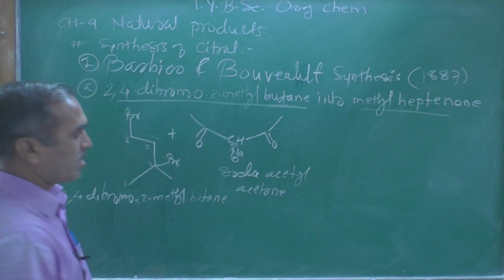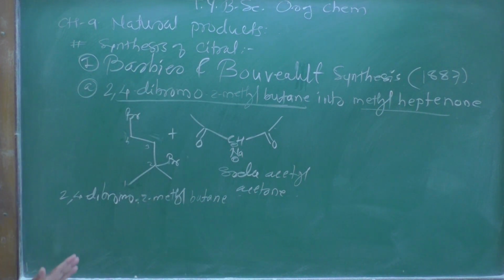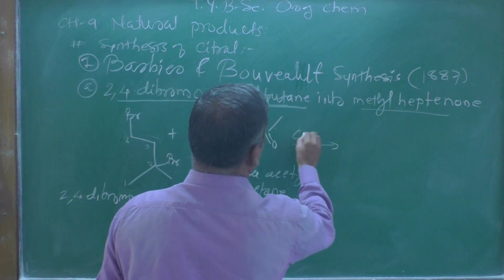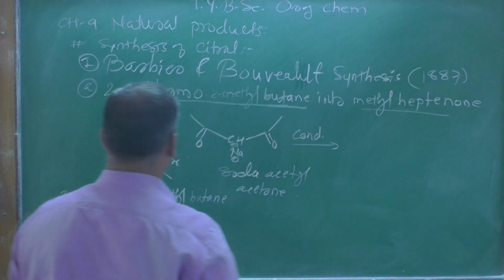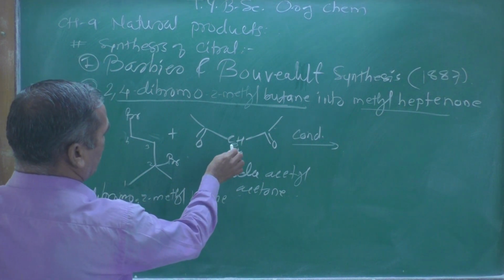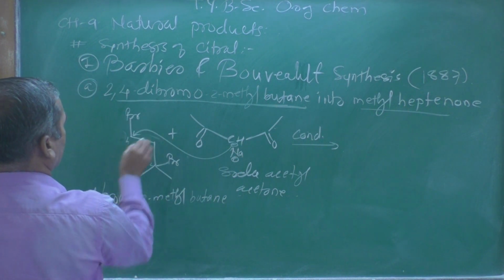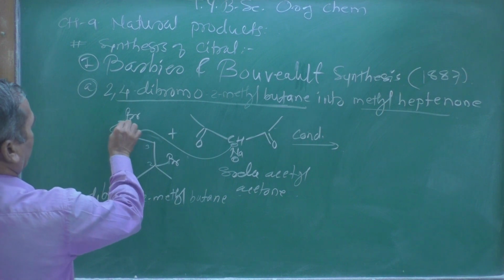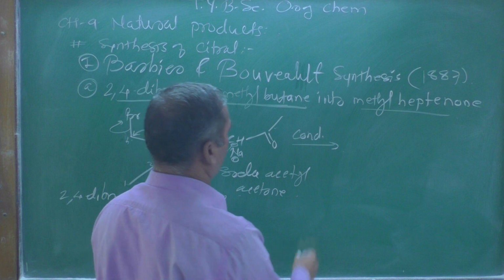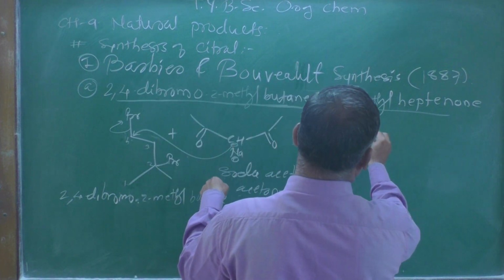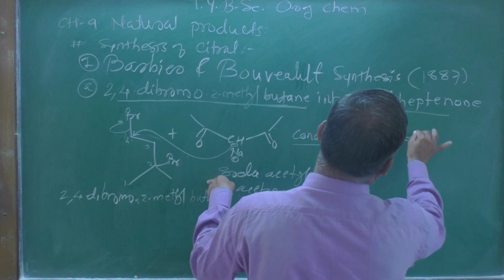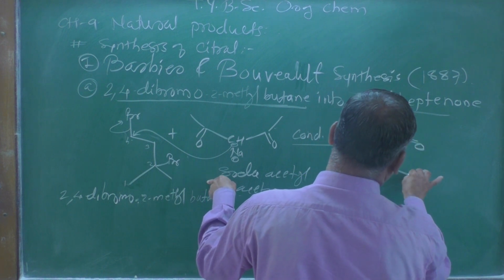This is the starting material he has taken for the synthesis of that compound, and now a condensation reaction takes place. Condensation means what? This negative charge is going to attack this electrophilic carbon atom, and there is a departure of the bromine atom, so that you are going to get C double bond O over here.